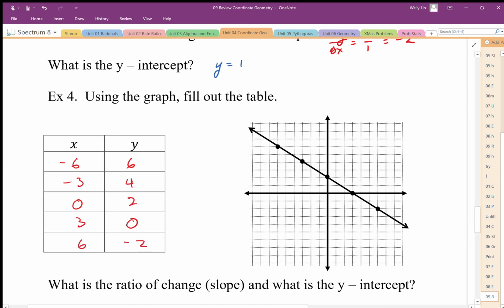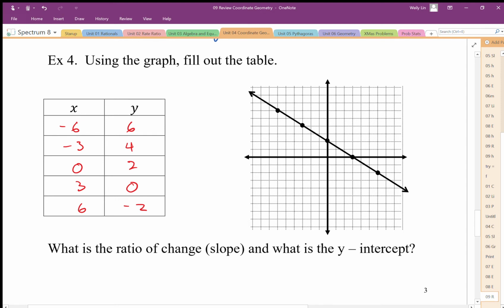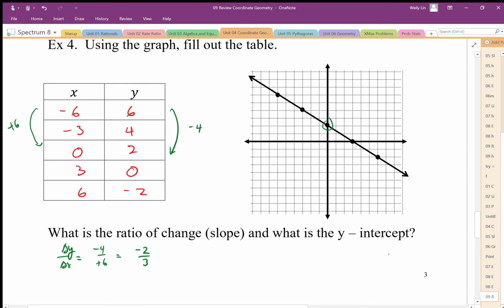Okay, and I can come up with my equation given just this picture here by showing my change in x and change in y. That's going to be down 4. In this case, it's going to be +6. So the slope is the change in y over the change in x, -4 to +6, or -2 to 3. The y-intercept is going to be that point there.